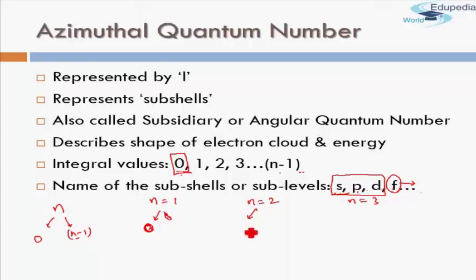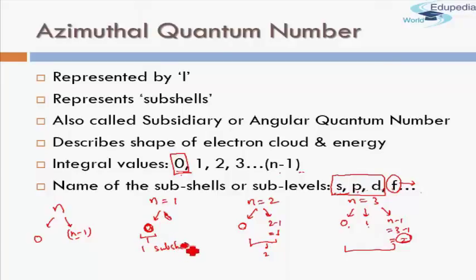N equals to 2 will have, again starting from 0, maximum value n minus 1, that is 2 minus 1 equals to 1. So it will have two subshells, 0 and 1. N equals to 3 will have, again starting from 0, then 1, and maximum value will be n minus 1, that is 3 minus 1 or 2. So it will have 0, 1 and 2. It will have 3 subshells. This will have 2 subshells, and this will have only 1 subshell.